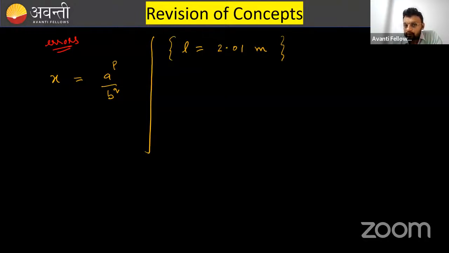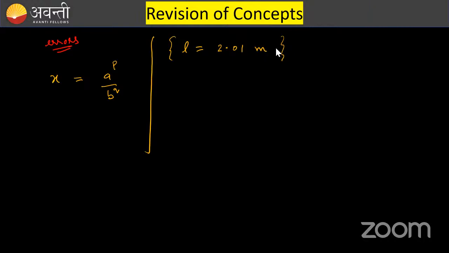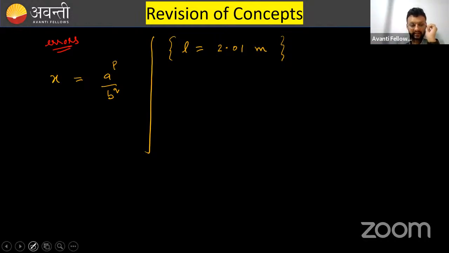You have nothing extra given. Only this is given, that the length you have measured is 2.01 meter. Then what is the error in the measurement of length? Rohit is saying 0.01 meter. Least count. Very good. That means the conclusion is very good.